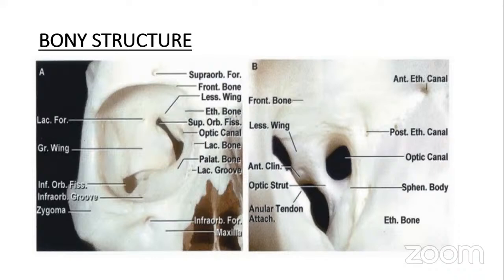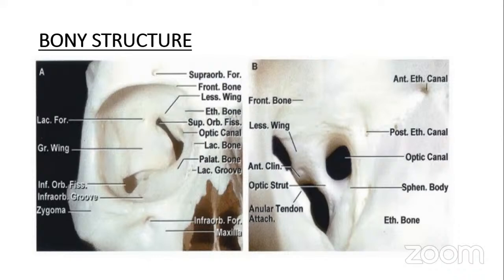It is separated from the superior orbital fissure by the optic strut. So here's the optic strut separating the optic canal from the superior orbital fissure. The optic strut is also referred to as the posterior root of the lesser wing. The tendinous ring, or annular tendon, is where the four rectus muscles attach, to the upper and medial margin of the optic canal. The lateral edge of the annular tendon is attached to the mid portion of the lateral edge.